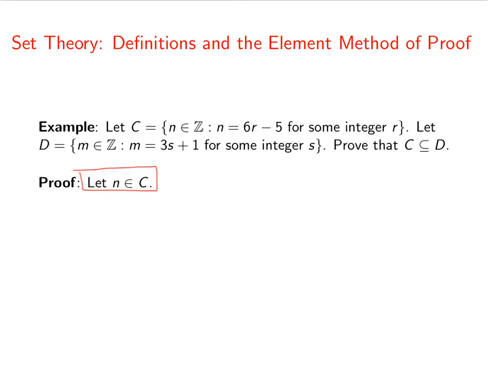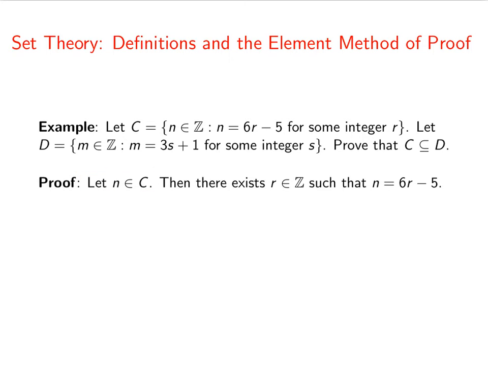Sometimes you will hear people say let n be a random element of C. That's not the right word here. Randomness has connotations of probability in it. We're not doing any probabilistic selection here. This is an arbitrary element of C, which means it could be any element of C. So make sure you don't use the word random element. That's really not the right thing.